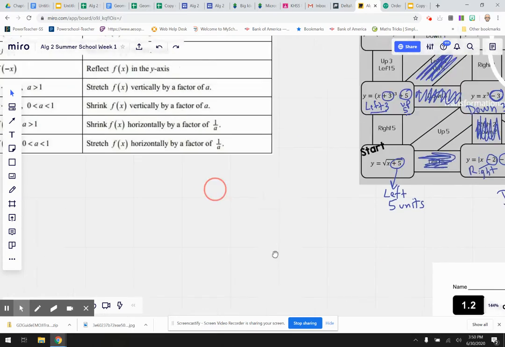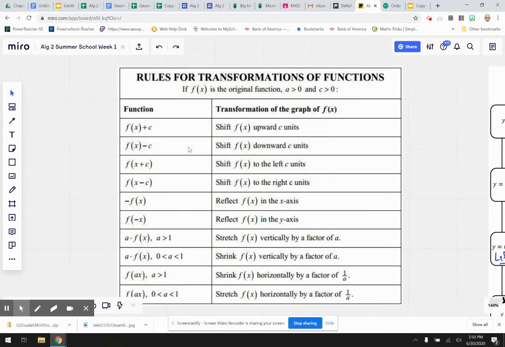First, I want to take a quick look at our really good image. It's also on the website. It tells us what it means to shift upwards when a c is added to the function, not inside the x, but just outside. Subtraction is down. Add c inside the function, you're going to go left. Subtract c inside the function, you're going to go to the right.